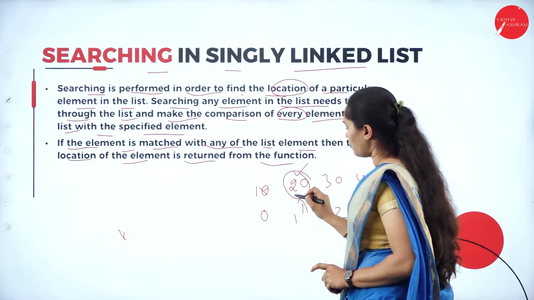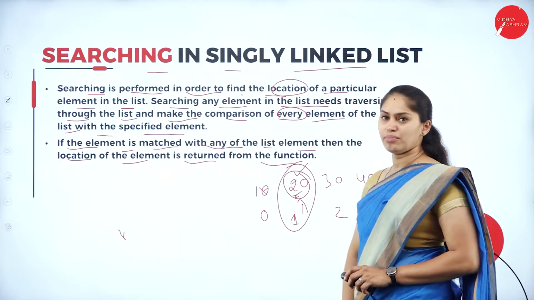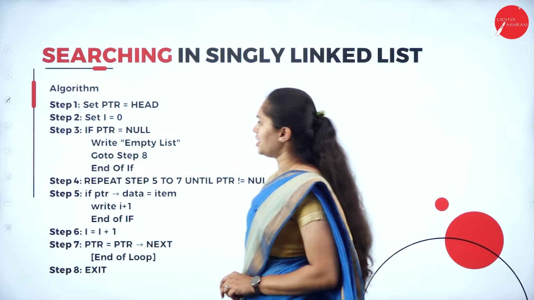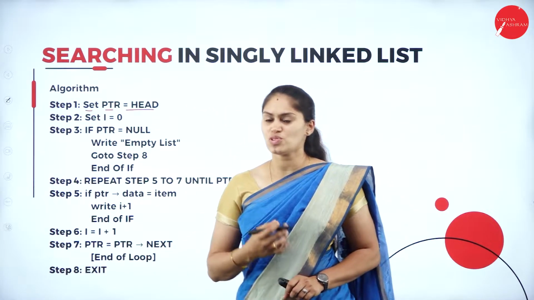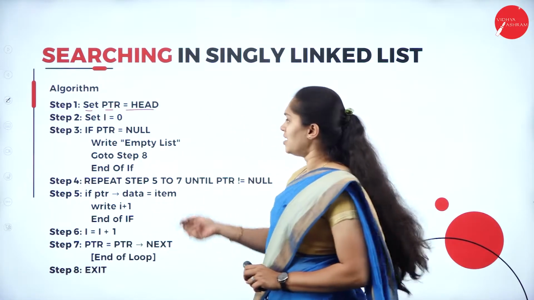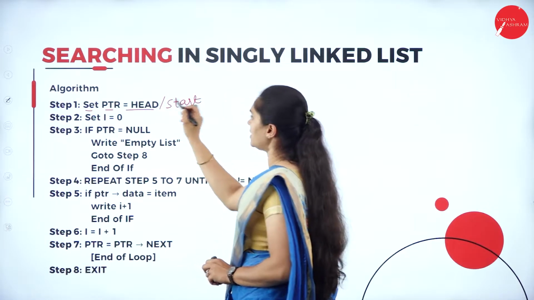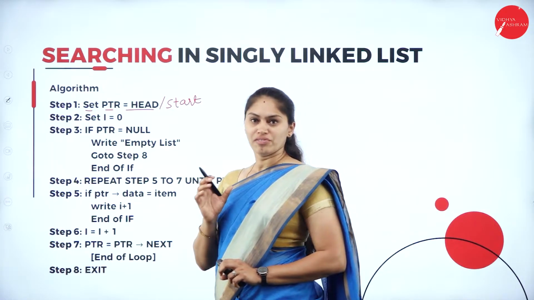So here I found the element, that's why I'm going to return the location of this element that I was searching for. So we'll see the algorithm here. First, set PTR equal to head, from where I'm supposed to start the traversing. Head and start are both the same here. I need to set the pointer to the start or head. Then I will be able to understand which is the first node of a linked list.